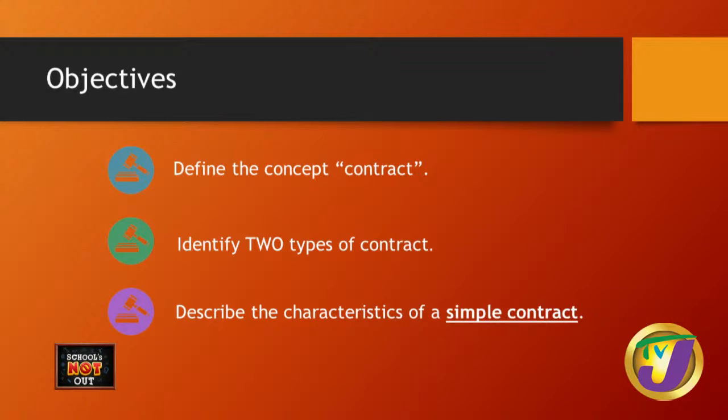We also looked at the characteristics of our simple contract. Remember what they are? I know you can name at least four. All right, so we say that they are offer, we have acceptance. So after an offer is made, we have an acceptance that is made after. And sometimes we have counter offers until an agreement is signed. So we have an offer, an acceptance. We have consideration, something that we give up, the benefit that each party really reaps from this process.